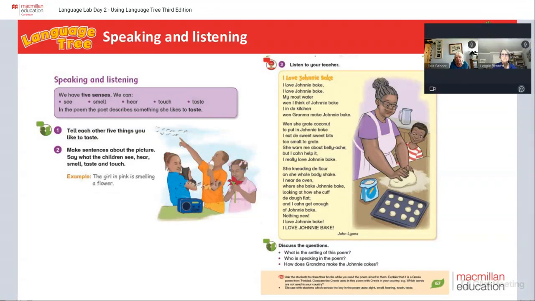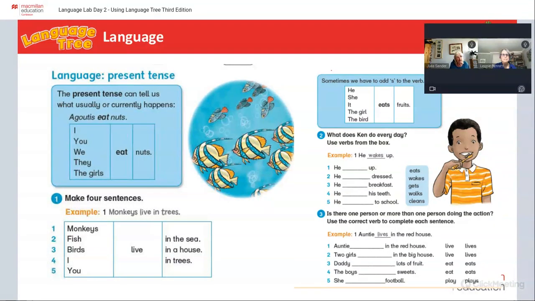Right, I think we're ready to move on to language. That's still me. Right, writing is going to follow.